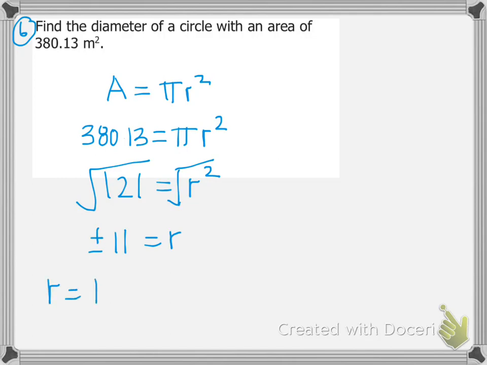So your radius is going to be 11 meters. But it didn't ask for radius, it asked for diameter. Diameter is 2 times your radius, right? So 2 times 11 is going to be 22 meters.